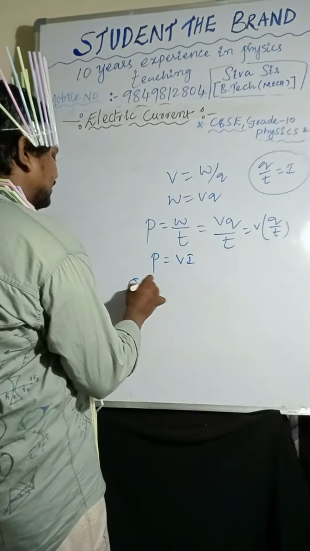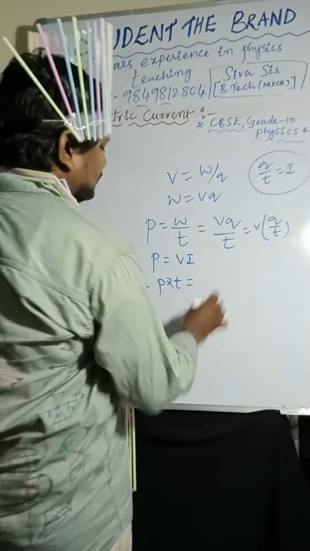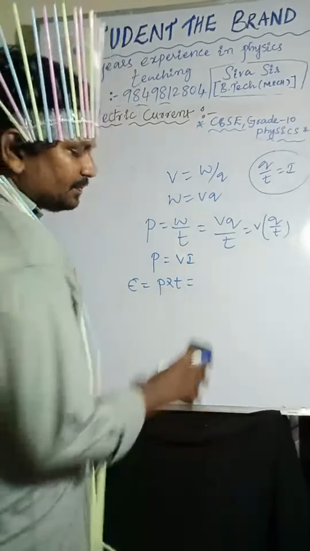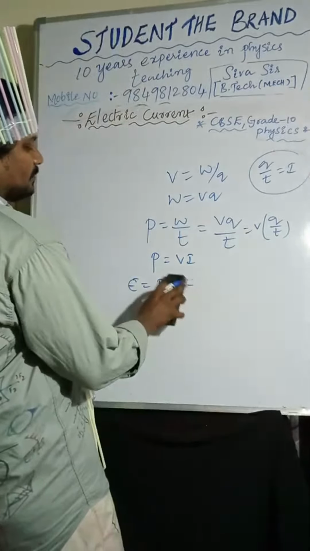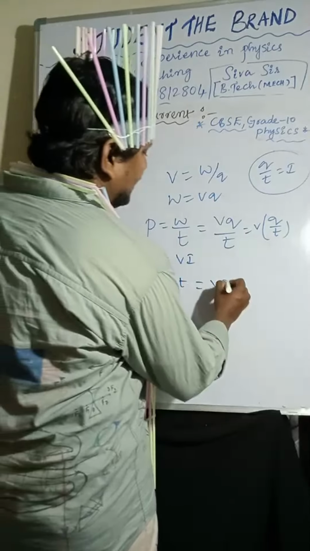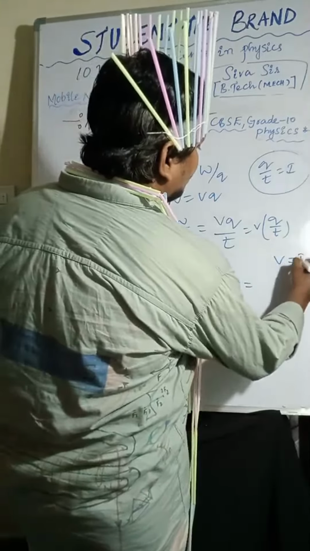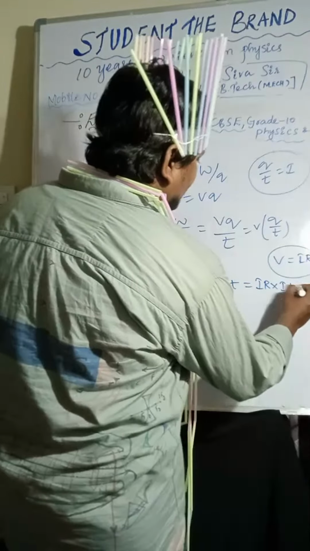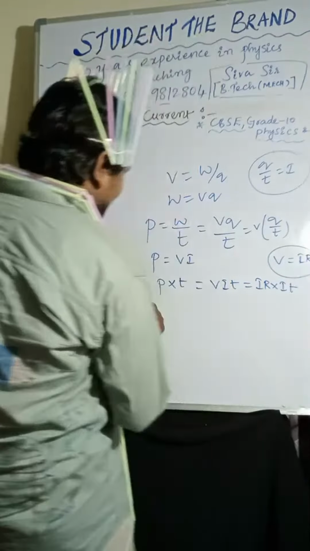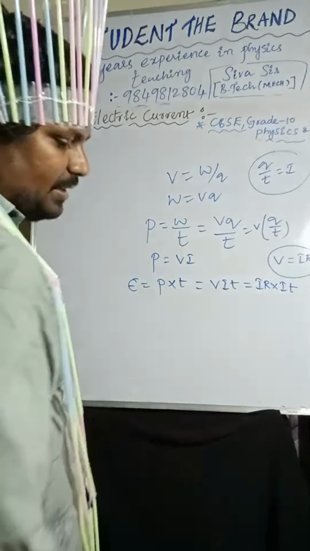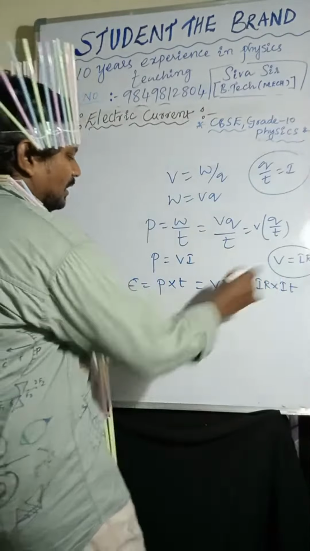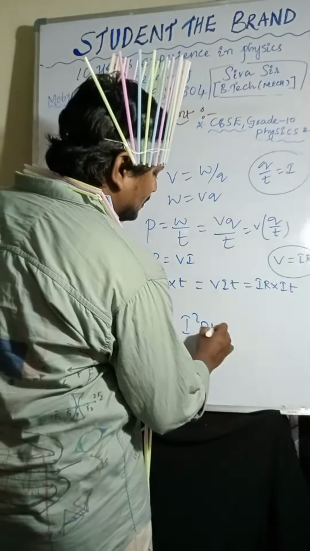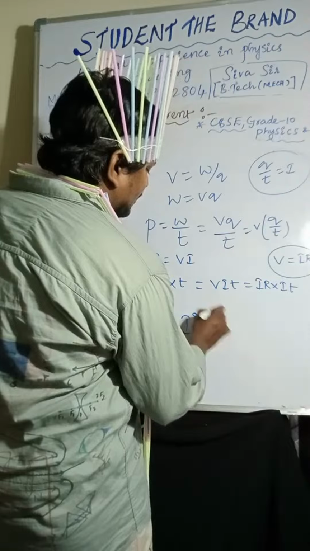We know the energy given to the conductor is P into T, that is VI into T. Since V equals IR, it becomes IR into I into T. Whatever energy is given to the conductor will become heat. So heat H equals I square RT.